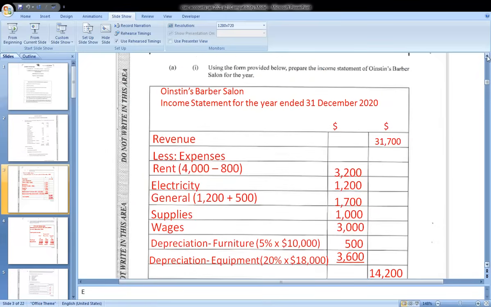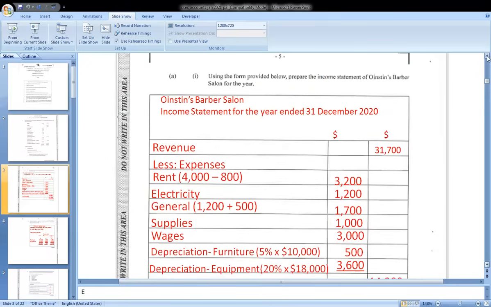The first part says, using the form provided below, which we will be using to complete our answer here in red, prepare the income statement of Oyston's Barber Salon for the year. So here is what your income statement should look like. First, you ensure that you head it up: Oyston's Barber Salon income statement for the year ended 31st of December 2020.